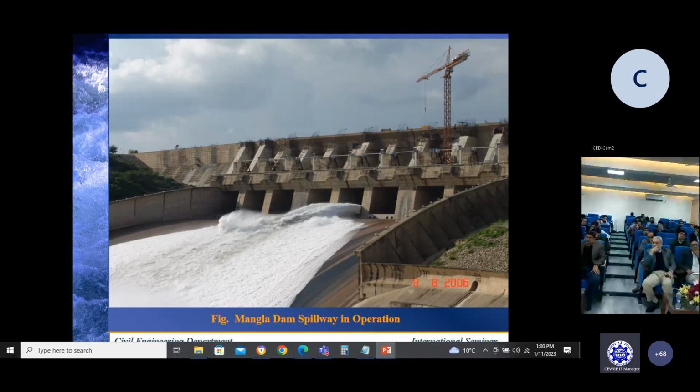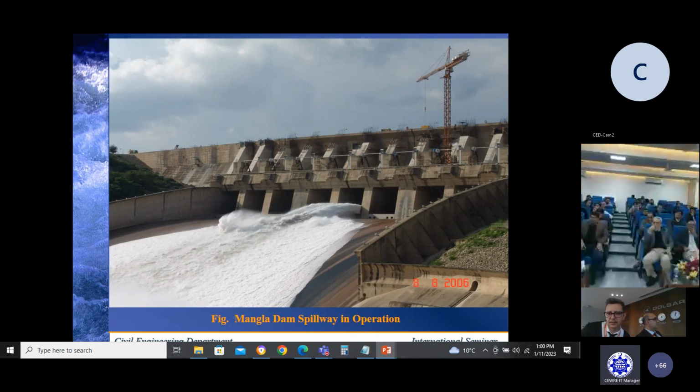If you have visited Mangla, you can see these are the four pipes of 3-foot diameter, which are placed here in order to convey the air to the gated area. So here the ramp is installed. This is the offset type aerator which is provided at Mangla.